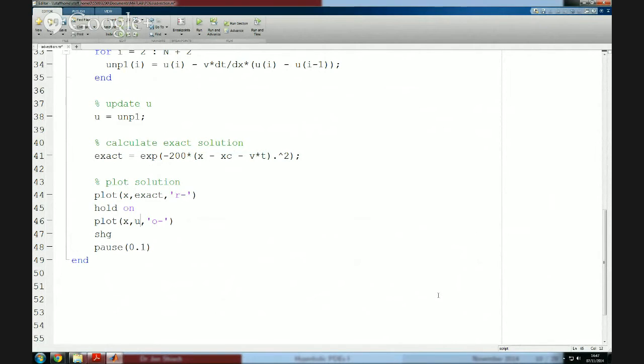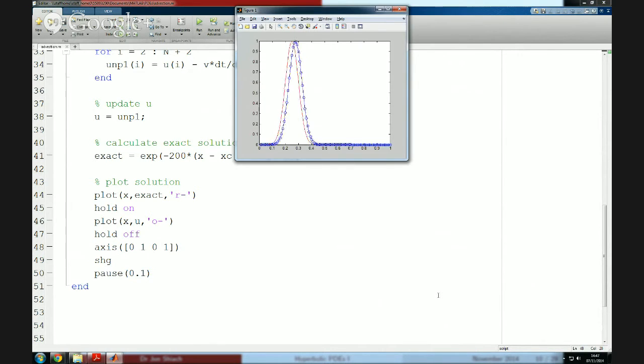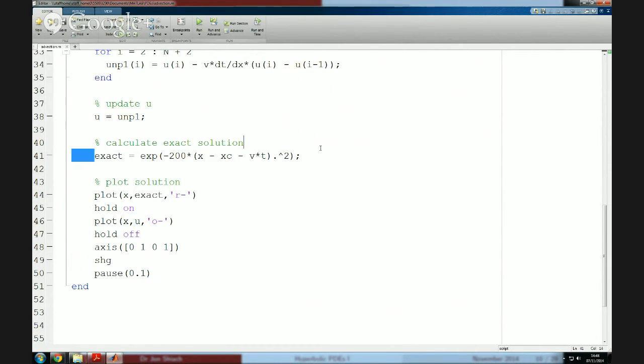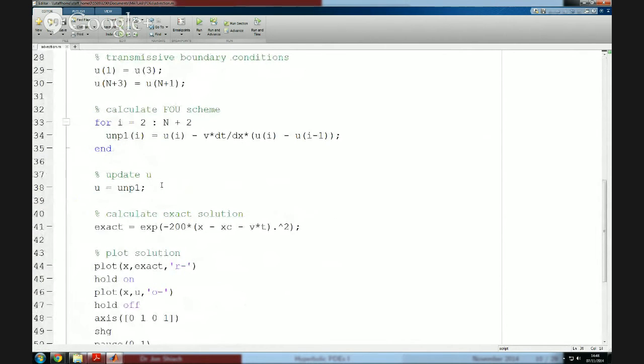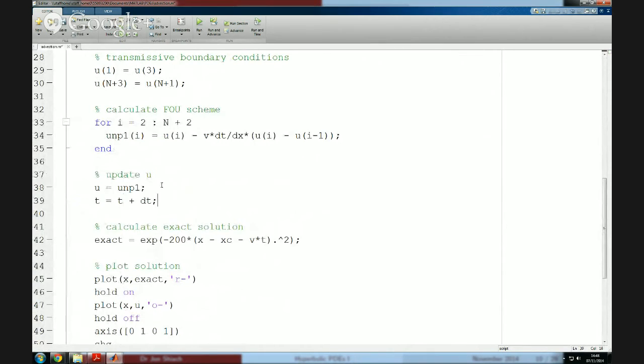Hold on, because I want to plot another graph. Hold off. And I'm going to change my axes. Right. Oh, not moving. Can anybody tell me why it isn't moving? Okay, that's my exact solution. Can anybody tell me why that isn't propagating down the channel? Well, it's got t in there. I haven't updated t. So t starts off at 0 up here, but I never change it. That was a mistake. So if I say t equals t plus dt, then I'm adding the time step on t.